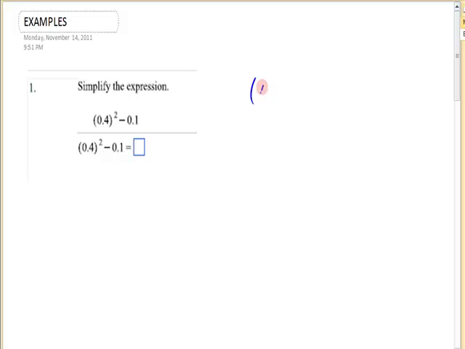I have 0.4 quantity squared minus 0.1. All right, please, well, yes, there are parentheses, but they're not holding anything to simplify, so I'll skip that. But exponents, there's an exponent. So it is 0.4 quantity squared, and I get 0.16 minus 0.1. Okay, and then I'll do that subtraction.